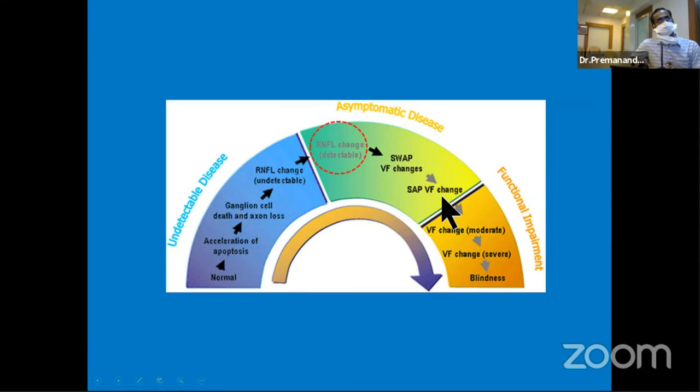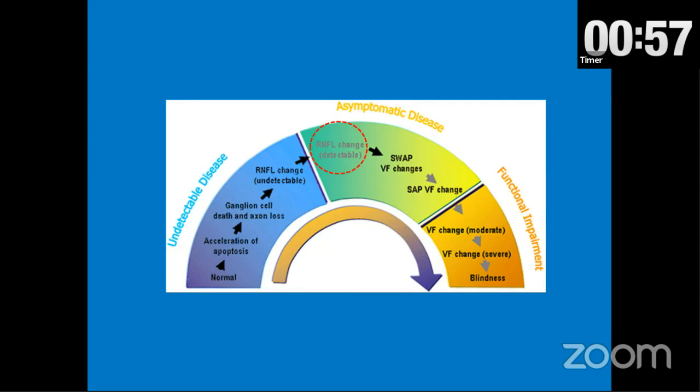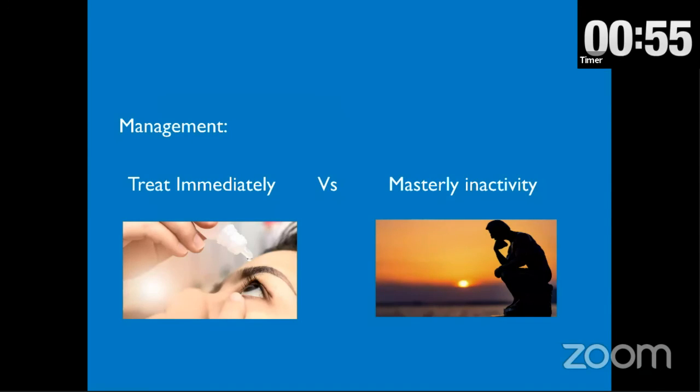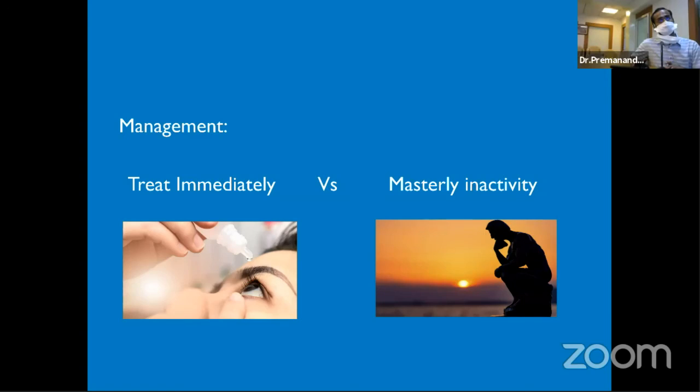So we are currently in this stage where we have structural damage, but still no functional damage. Suppose you don't treat this patient at this stage, you end up having functional damage in the future. So I like to say there is no need to be masterly inactive in an active disease, because the IOP is high, and if you don't treat them, you end up having functional damage. So I would like to treat this patient, and if the IOP is high, definitely you have to treat a patient with preperimetric glaucoma.